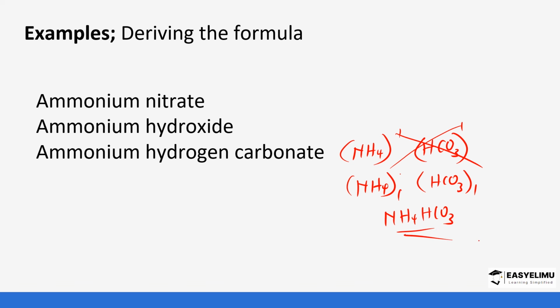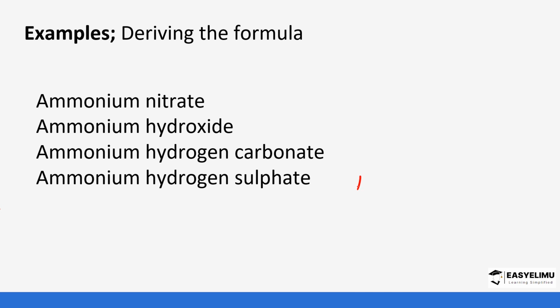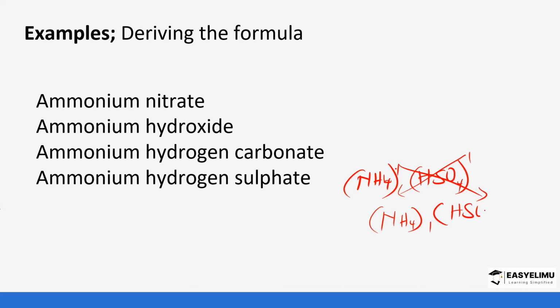This becomes our answer. Let's look at one final example, ammonium hydrogen sulfate. So let's write this. Ammonium is NH4, with a valency of 1. We put it in a bracket. Then hydrogen sulfate is written like that, also with a valency of 1. We crisscross the valencies. So it becomes ammonium with a 1 outside and hydrogen sulfate with the 1.